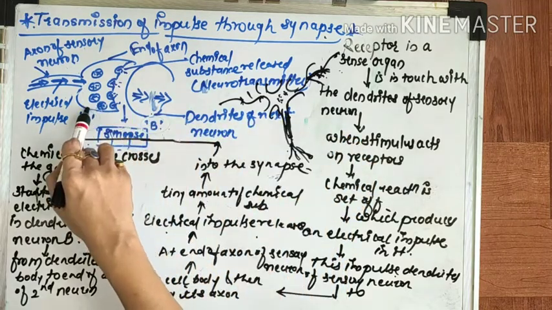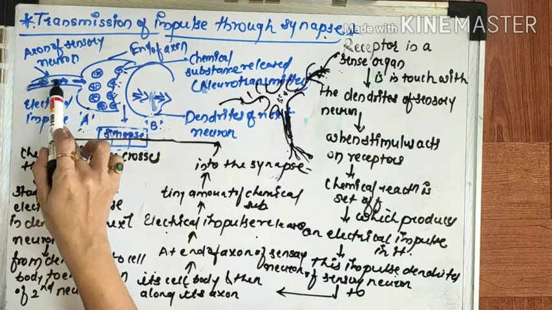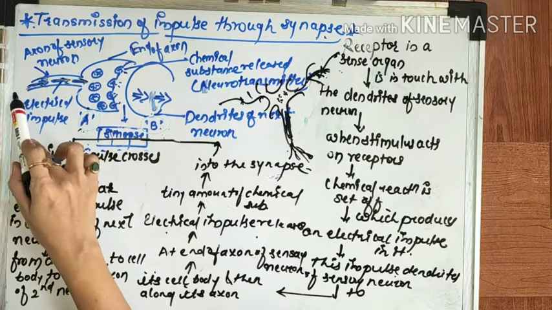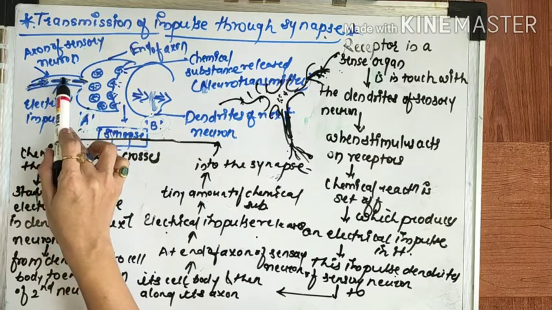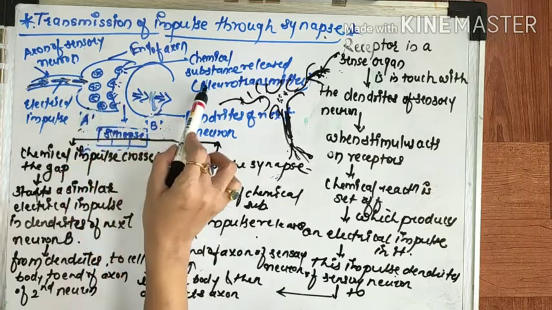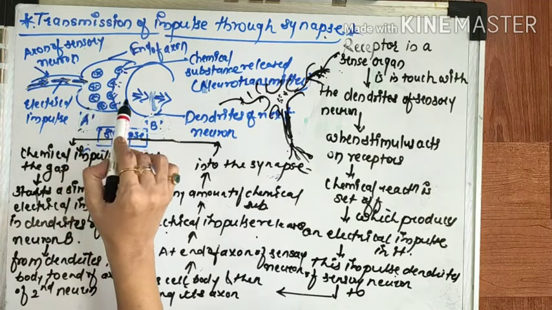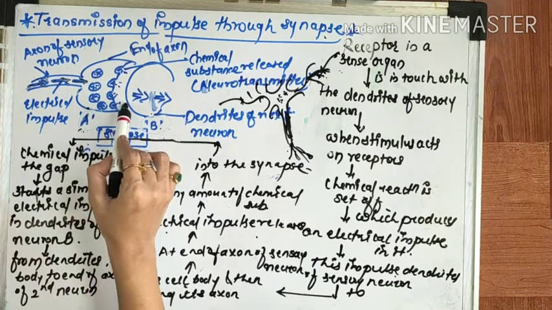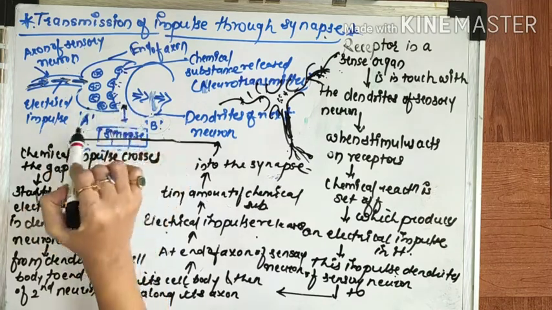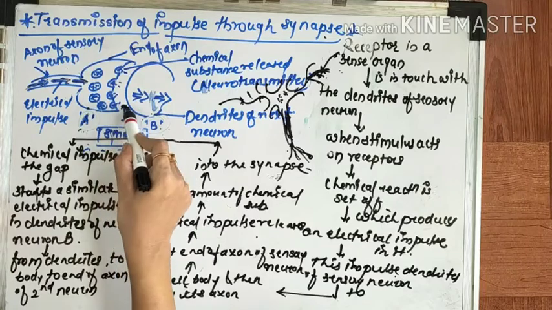So you can see this arrow. This electrical impulse releases a tiny amount of chemical substance that is called a neurotransmitter. This releases that chemical substance into the synapse, the gap present between these two adjacent neurons A and B. Once this neurotransmitter is released in this gap, what will happen?